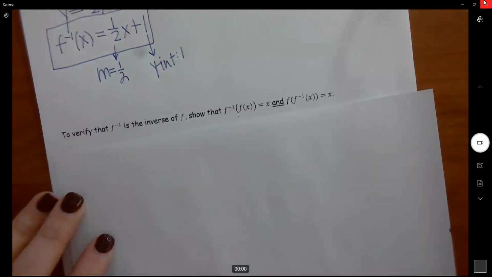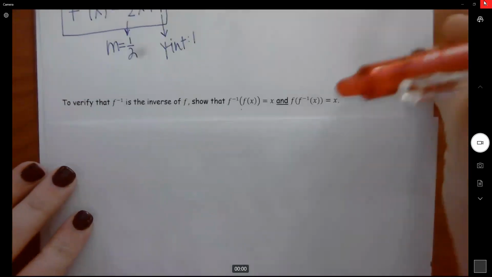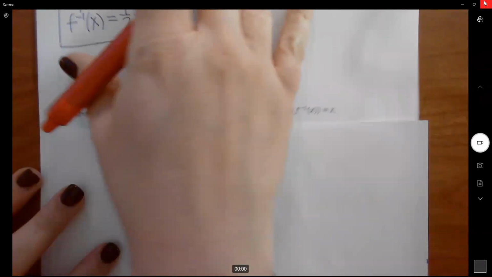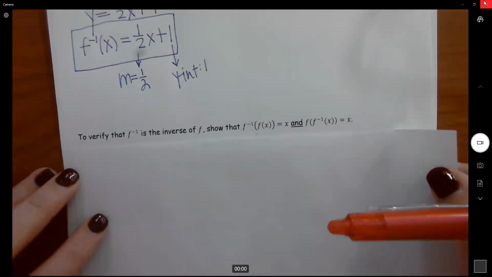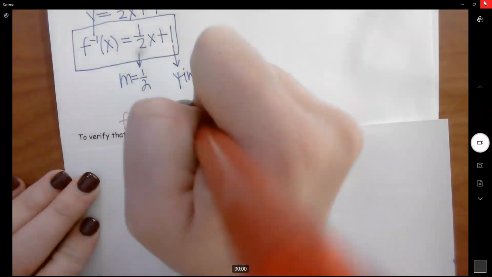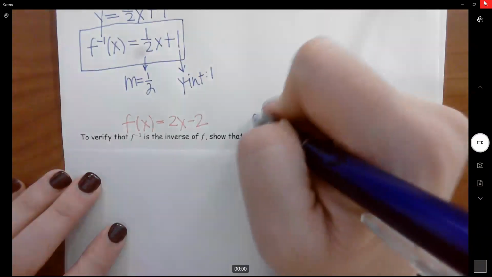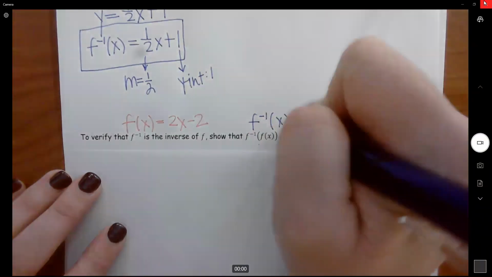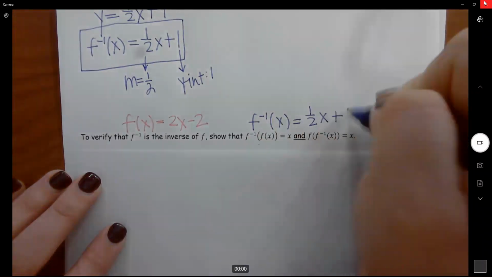I'm going to rewrite this down here just so I can see it and that you guys can see it from the video. Sorry, this is driving me nuts. Okay. My f of x equaled 2x minus 2, and my inverse equaled 1/2 x plus 1.